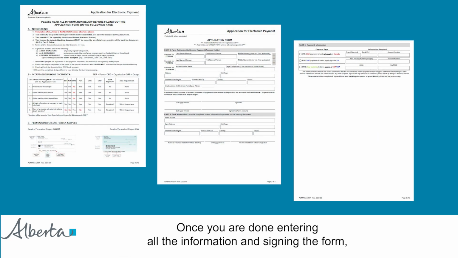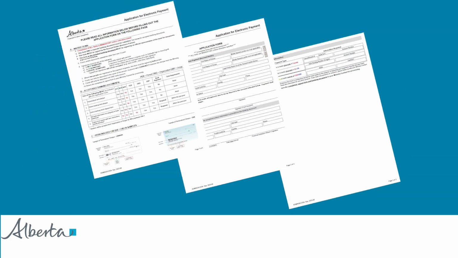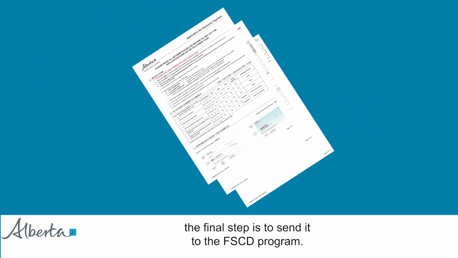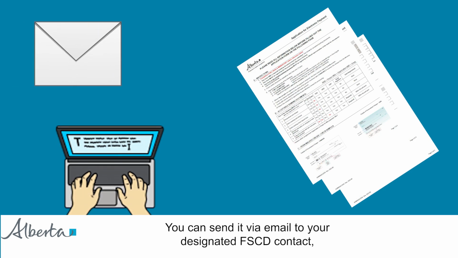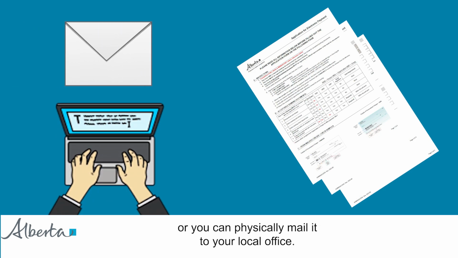Once you are done entering all the information and signing the form, the final step is to send it to the FSCD program. You can send it via email to your designated FSCD contact, or you can physically mail it to your local office.